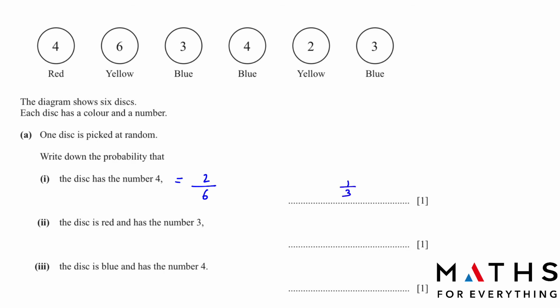The next one, the disk is red and has the number 3. We have a red here and number 4. We do not have a red and a number 3. So that is a 0. Third one, the disk is blue and has the number 4. So where is it blue? Here and here. But there's only one blue with a 4. So what's our favorable outcome? 1 over the total number of outcomes, which is 6. So the answer is 1 over 6.